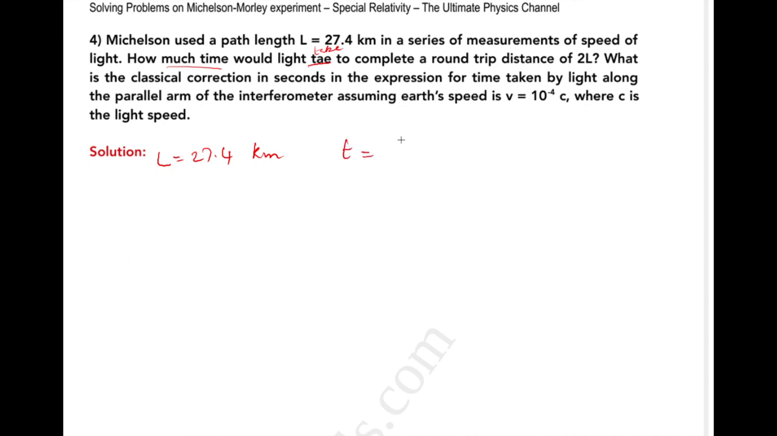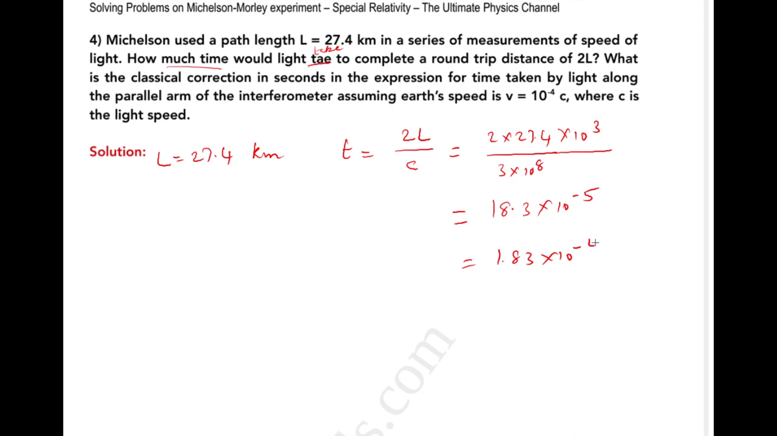So distance is 2L, so time is equal to distance over velocity, so 2L over C. And that is going to be 2 into 27.4 over 3 into 10 power 8 meters per second. Here it is 27.4 kilometers, so I put a 10 power 3 to convert into meters. So how much do I get now? That is 54.8 by 3, and that is 10 power minus 5. This is 54 by 3, which is 18.3, into 10 power minus 5. Now of course I can write it as 1.83 into 10 power minus 4 seconds. This is the time light would take to go a distance of 27.4 kilometers and be back. This is the first part of this question, so let me call that A maybe.